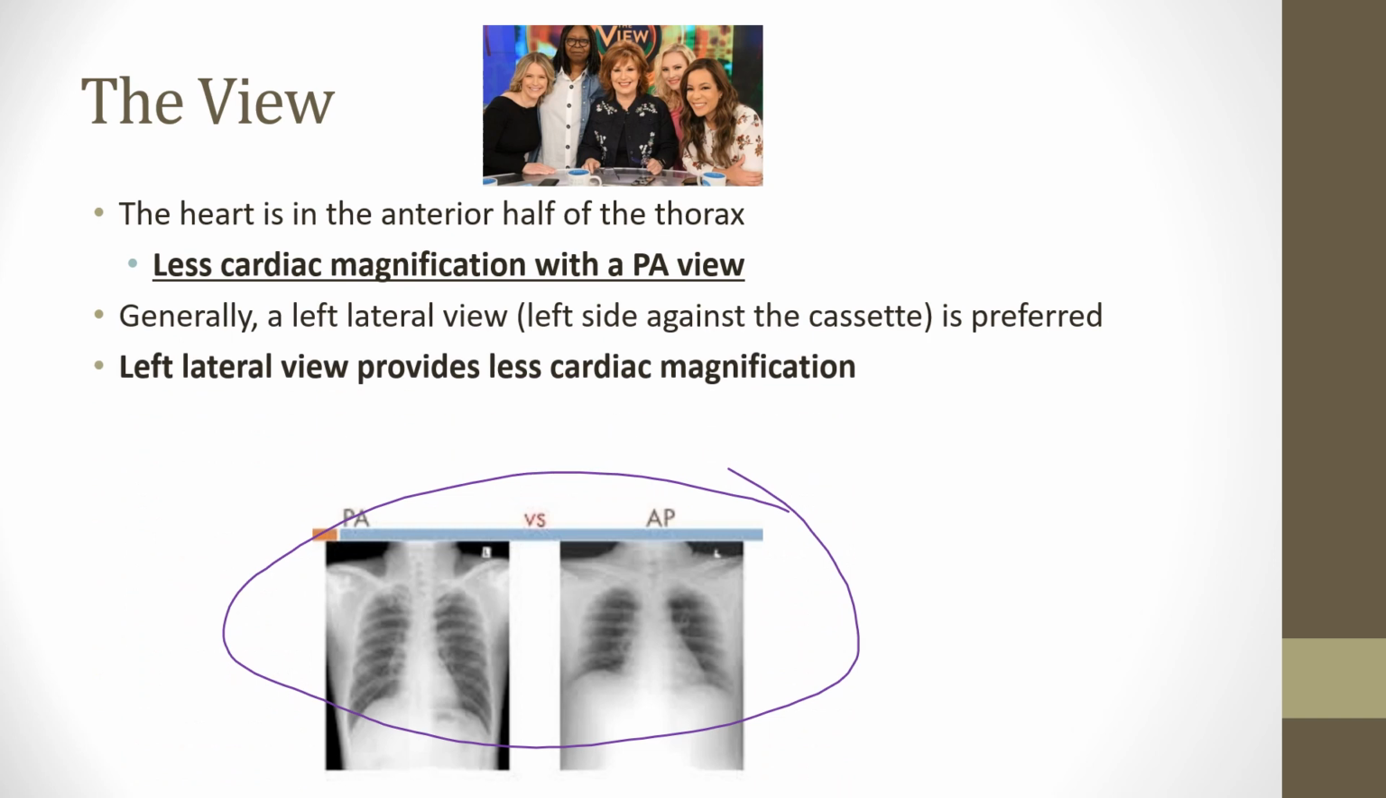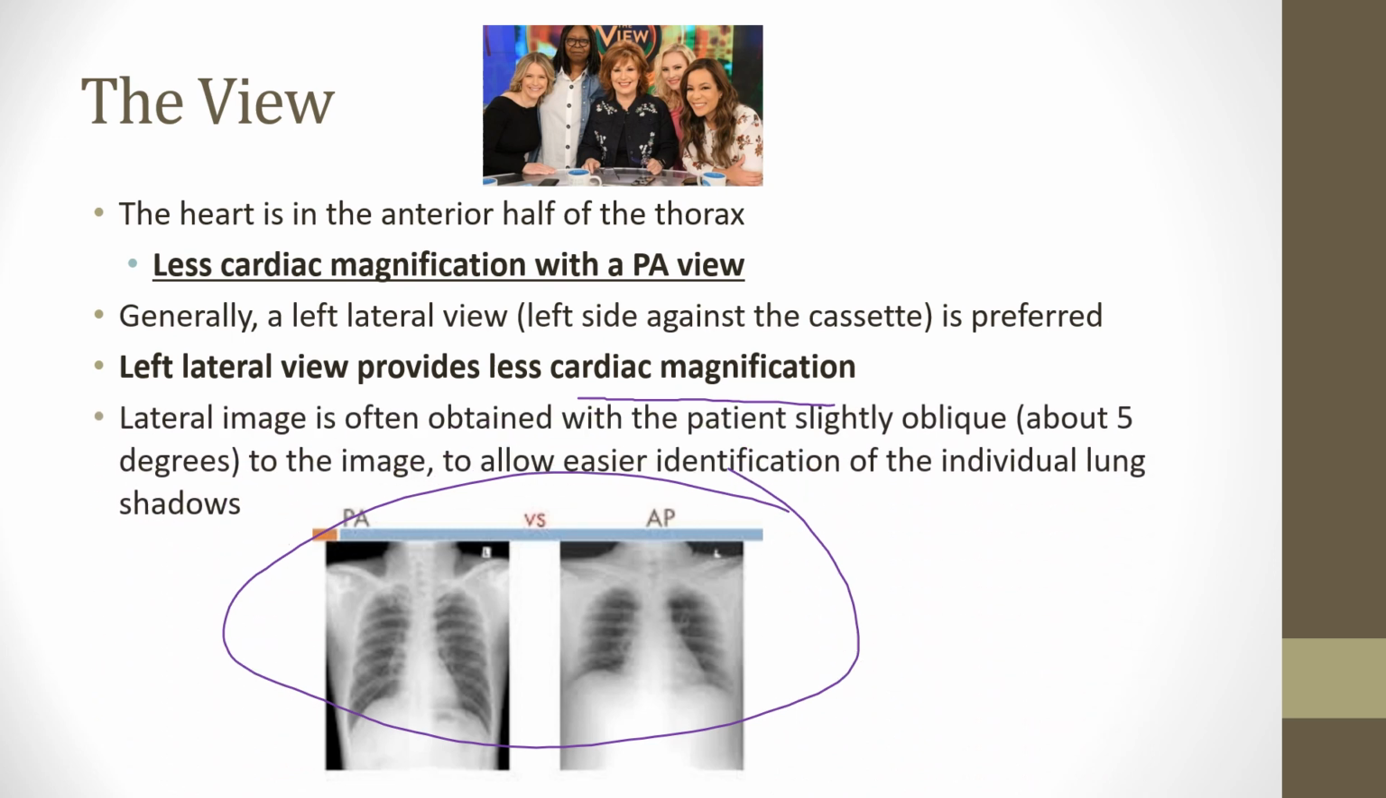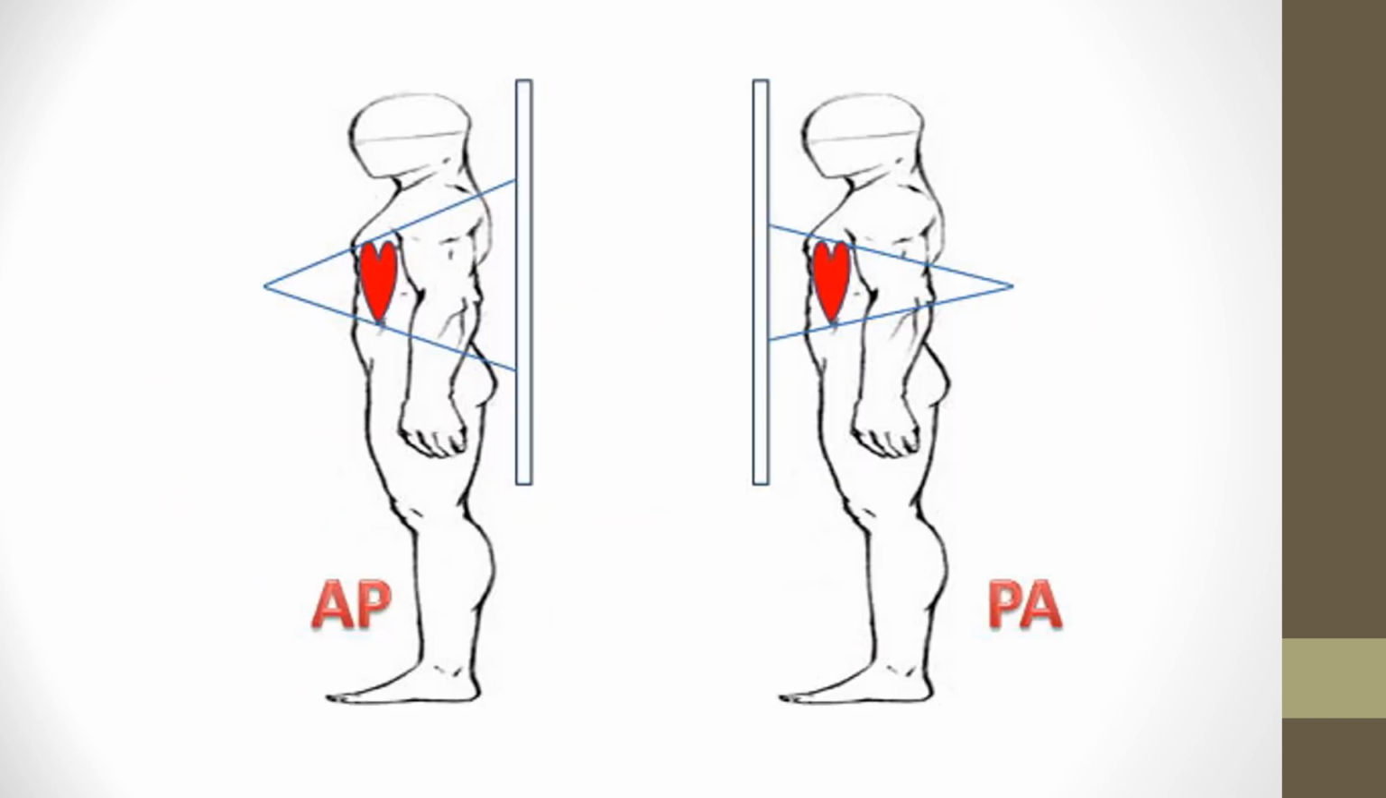Left lateral view provides less cardiac magnification because remember, the heart is closest to the cassette if their left side's against the cassette. So therefore, we're going to see less cardiac magnification and a better picture of that right lung overall. Usually you're going to see the patient a little bit turned. If you've ever had this done on yourself, you'll see the patient turn just a little bit, like 5 degrees, just the tiniest bit, so that way it avoids some of the lung shadows. It's a lot easier that way.